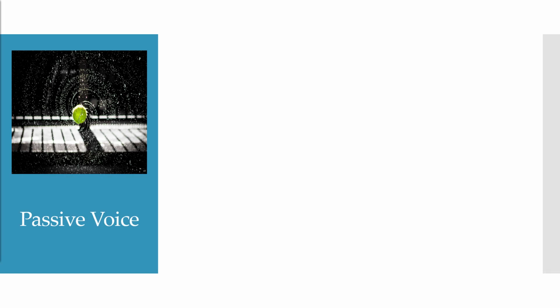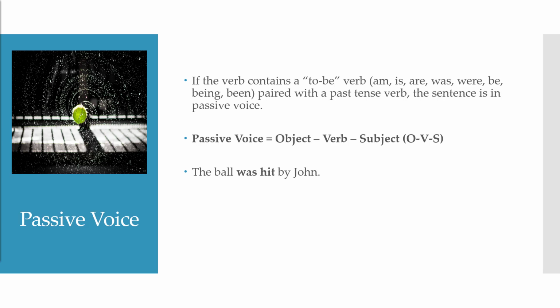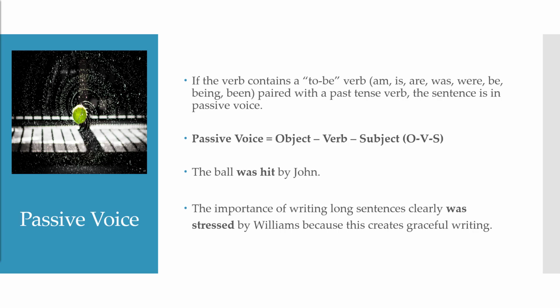So what is passive voice? The sentence is in passive voice if the verb contains a to-be verb. These include am, is, are, was, were, be, being, and been, paired with a past tense verb or past participle. In addition, passive voice places the object first, then the verb, and finally the subject. For instance, our examples above become, the ball was hit by John. The importance of writing long sentences clearly was stressed by Williams because this creates graceful writing.